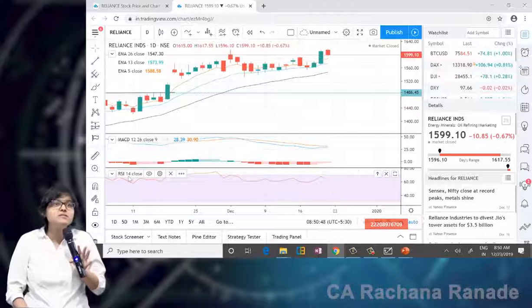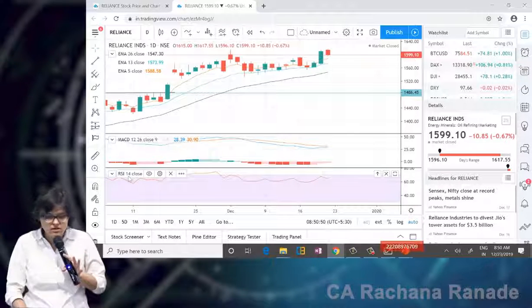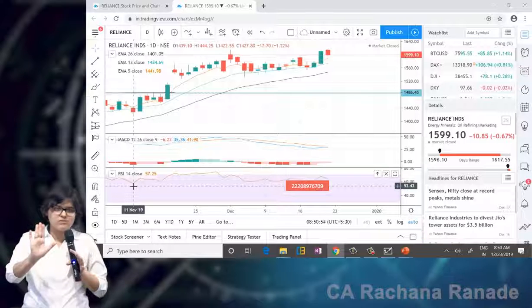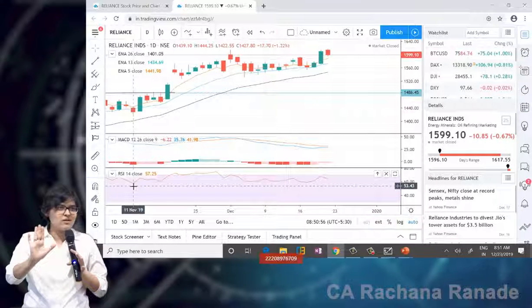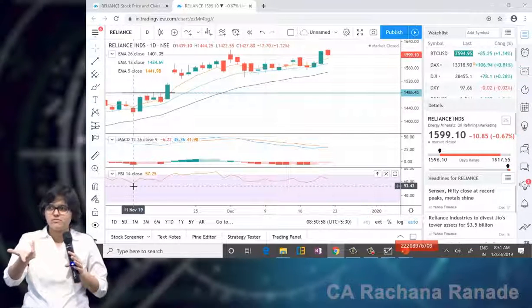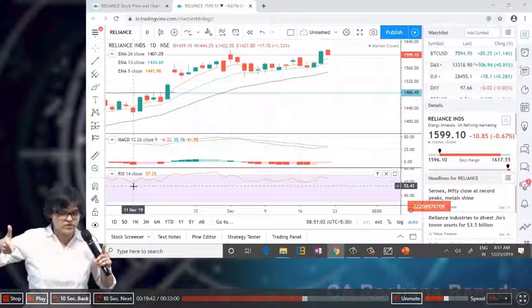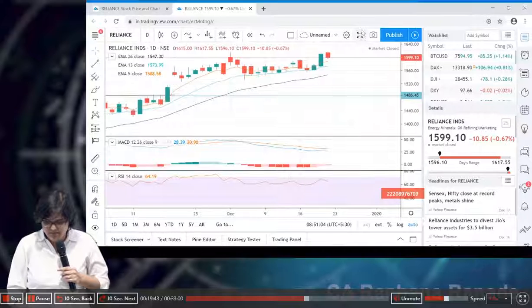14 days we are considering. Again, people say RSI 14. What RSI 14? Hardly any people will know what 14 is. So now you know what 14 is? 14 days observation we are talking about. Okay, so let us check this out.